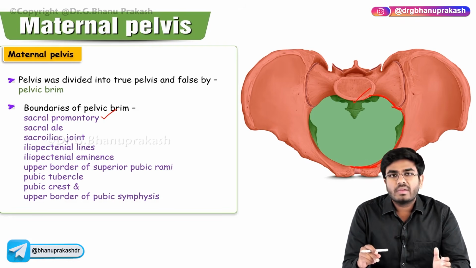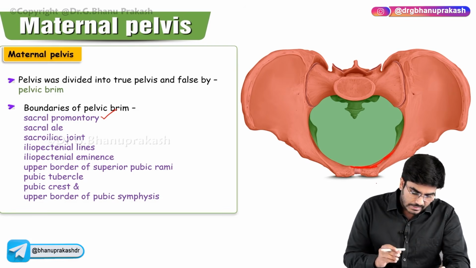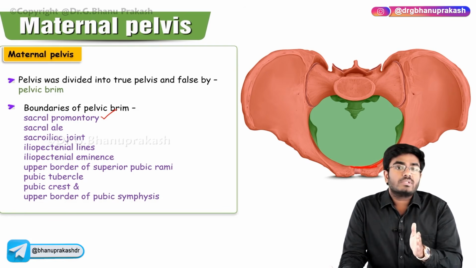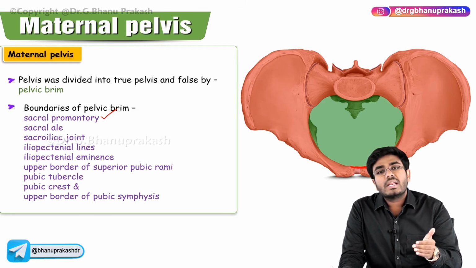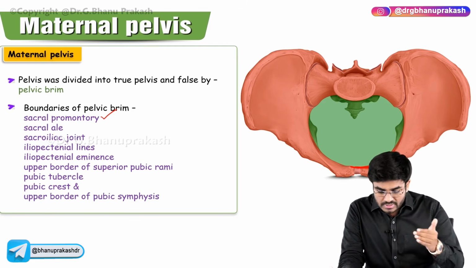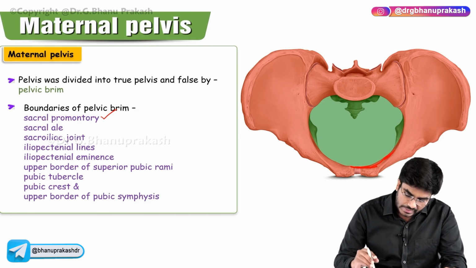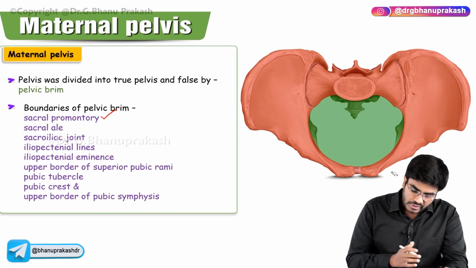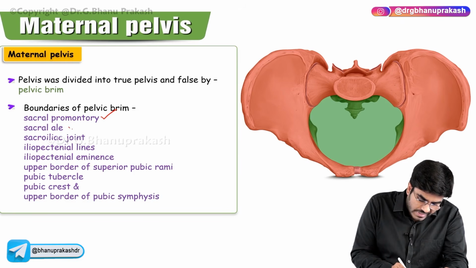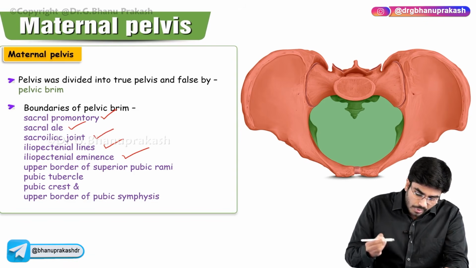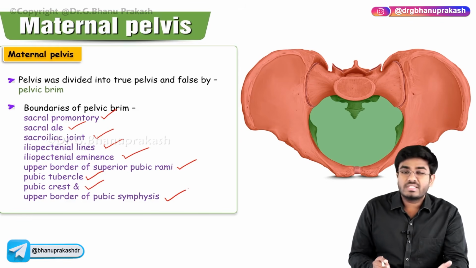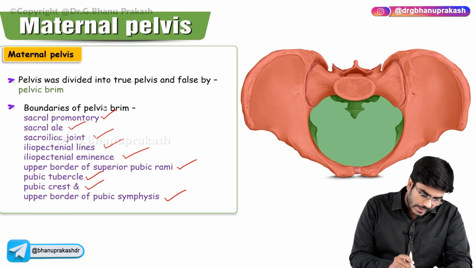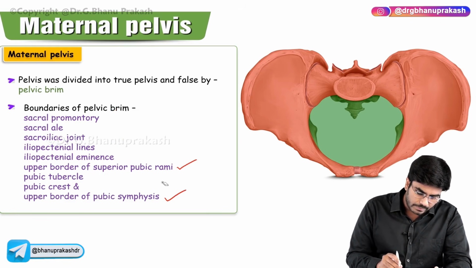So at the end of the day, what I am trying to put into your mind is that they can ask you MCQs like, what is the order of structures coming in the line of the pelvic brim? So let's start with the sacral promontory posteriorly and come anteriorly: sacral promontory, sacral alae, sacroiliac joints, iliopectineal lines, iliopectineal eminence, upper border of the superior pubic rami, pubic tubercle, pubic crest, and upper border of the pubic symphysis. These are the landmarks which form the pelvic brim.